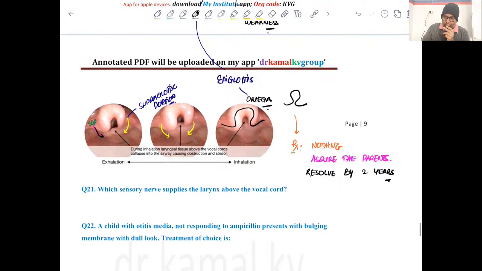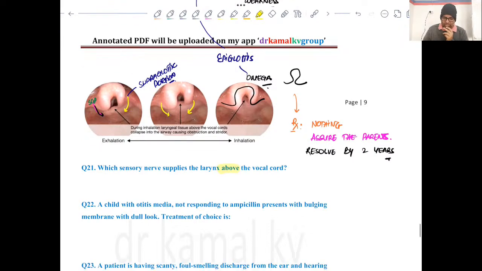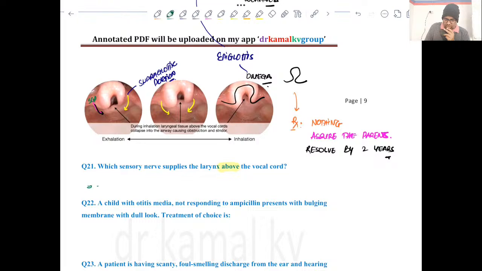It will resolve. Now, which nerve supplies above the level of vocal cords? Here, if suppose this is the vocal cord, a different nerve provides sensory innervation above and a different nerve provides sensory innervation below. So above is the internal laryngeal nerve and below is the recurrent laryngeal nerve. Clear? So for above, the answer has to be internal laryngeal nerve.